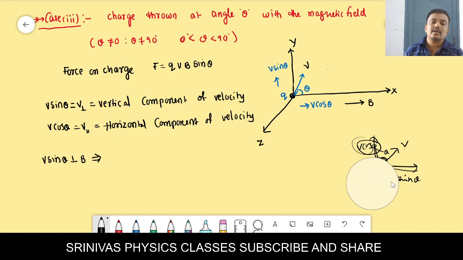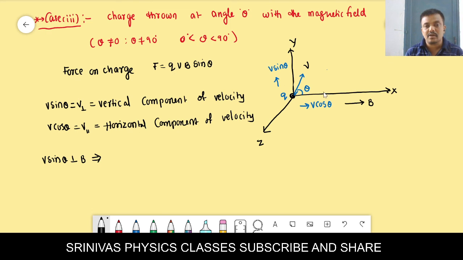Okay, many cases we are discussing this one. Here v sin theta is perpendicular to the magnetic field. If any velocity is perpendicular to the magnetic field, that velocity makes the charge move in a circular path. As in the second case, velocity perpendicular to the magnetic field means the charge moves in a circular path.